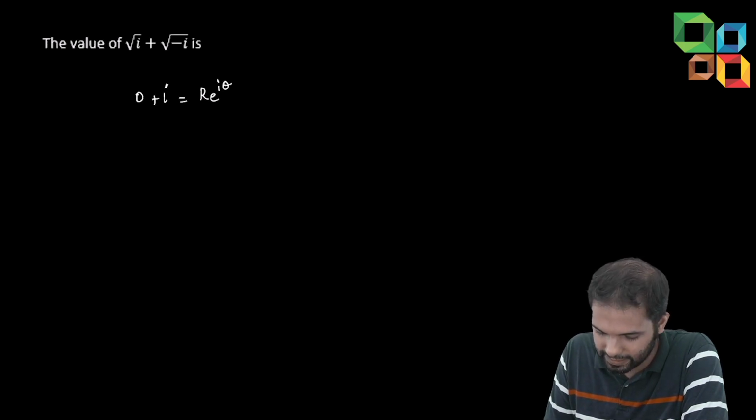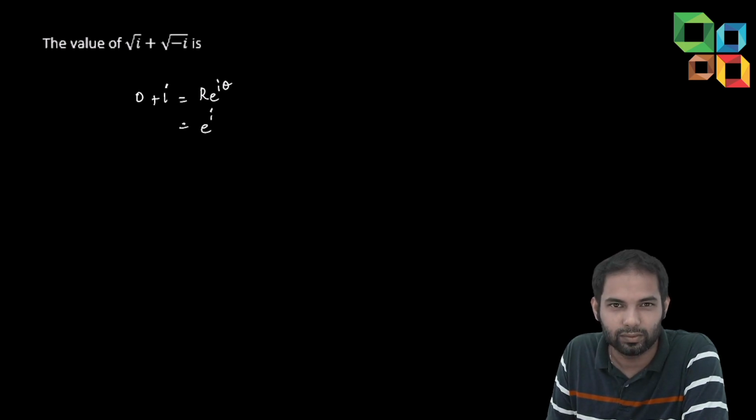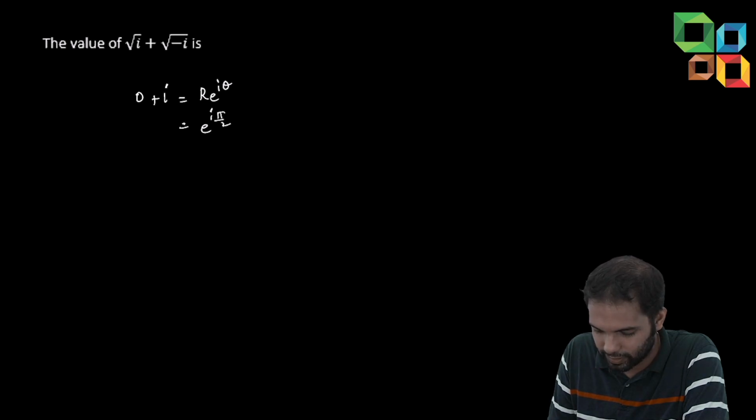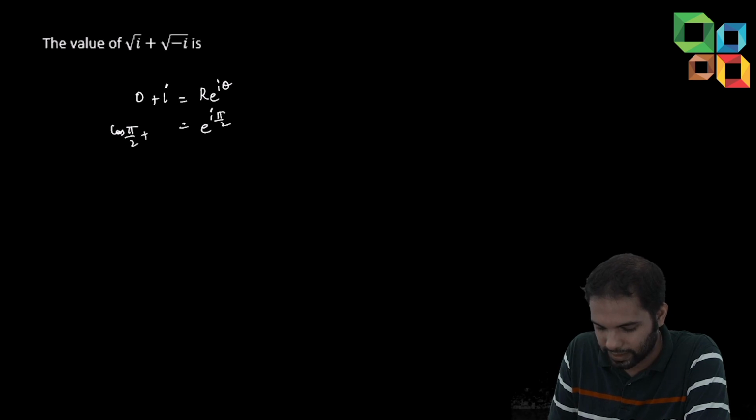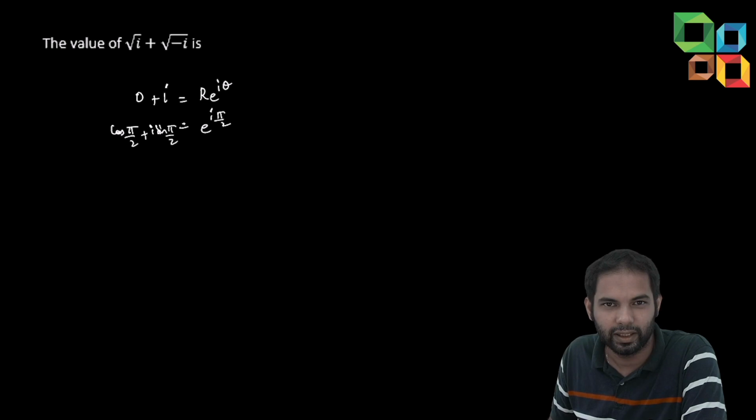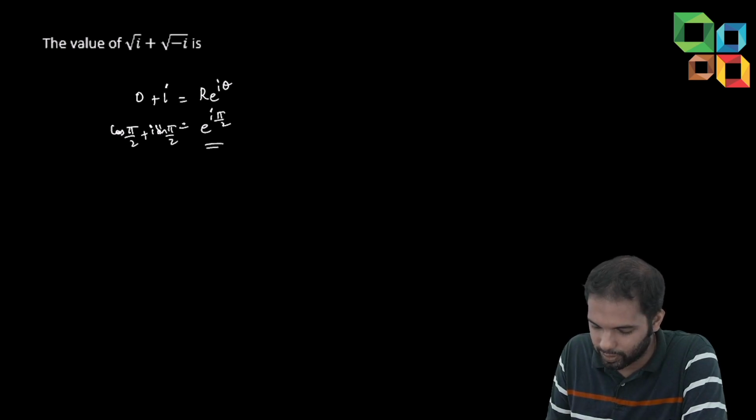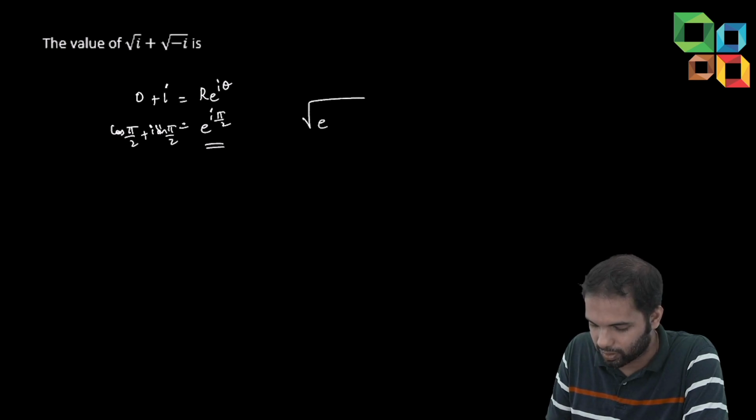Because r is nothing but 1, and theta is nothing but π by 2. Can you see that directly without even doing this? This is cos of π by 2 plus i sin π by 2. Correct. So we are getting e power i π by 2. Can you see the advantage of writing it like this? This is root of e power i π by 2.